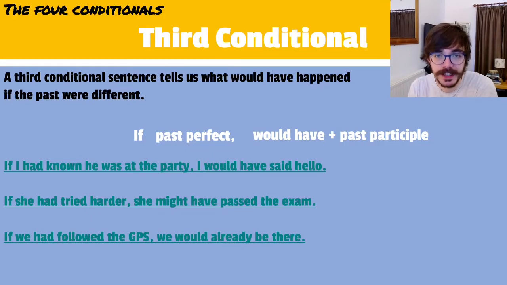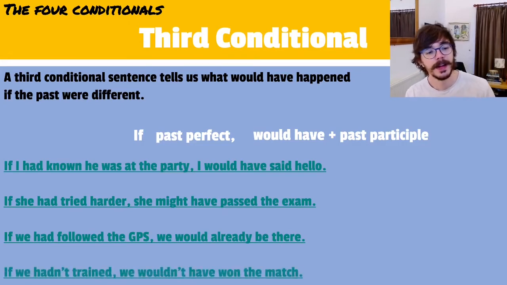Or if we had followed the GPS, the sat-nav, the machine that we use in the car, or we just use Google Maps on our phone to get to a destination, the GPS. If we had followed the GPS, we would already be there. But we didn't follow the GPS, so now we're waiting in traffic. So we're going to be very late. So if we had in the past followed the GPS, we would be there.